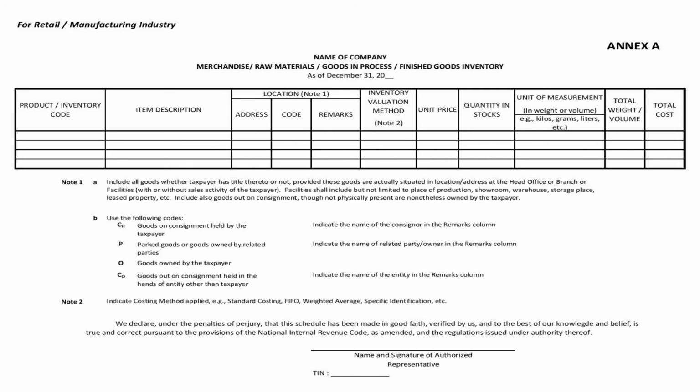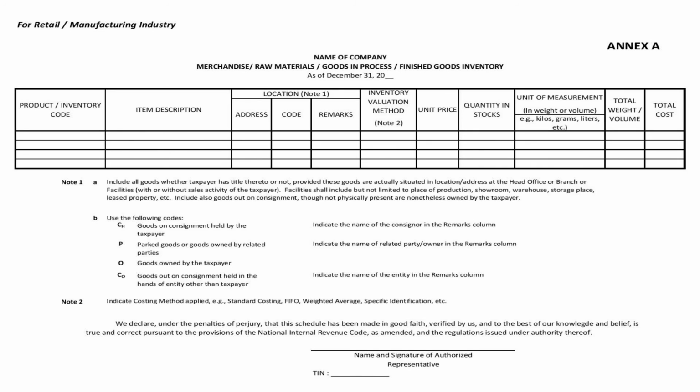So, next column is total weight or volume, and then the next column is total cost, no? So, very important po yung cost, meaning magtatali pa yan doon sa resibo mo sa purchases, no? So, note 1 include all goods whether taxpayer has title thereto or not, no? May title ka man o wala, consigned goods yan, basta nasa iyo yung goods, i-report mo, no?